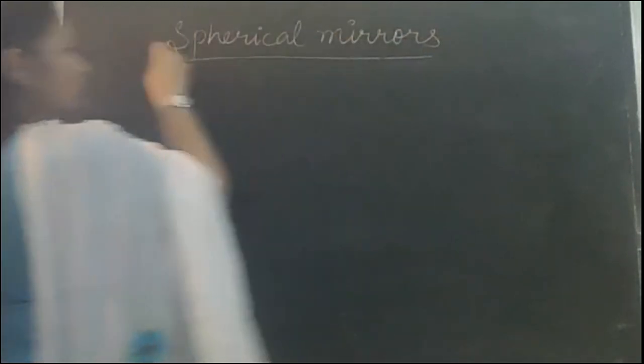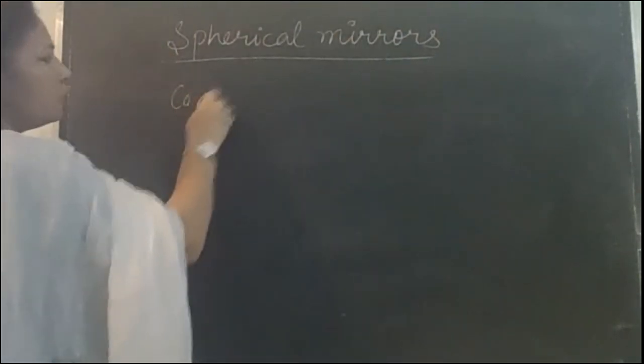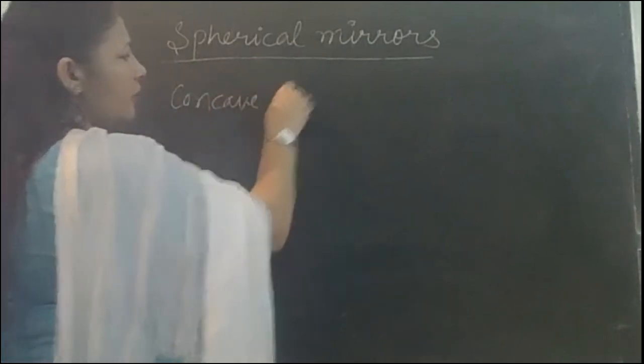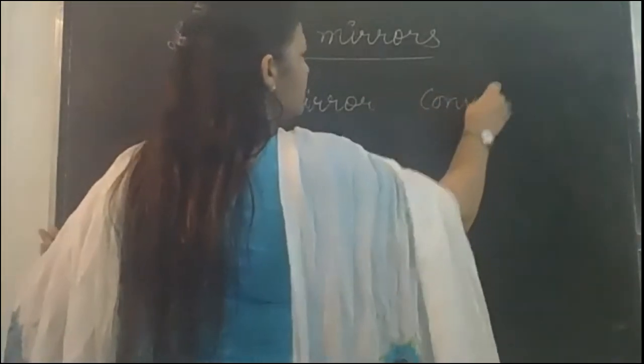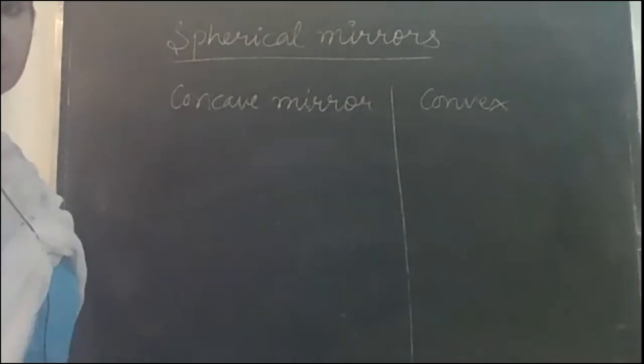So the next topic we come to is spherical mirrors. I told you there are 2 types of spherical mirrors that we are going to discuss: concave mirror and convex mirror. Okay, so these 2 types of mirrors we will be discussing.